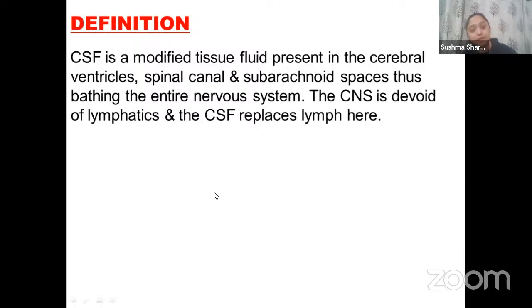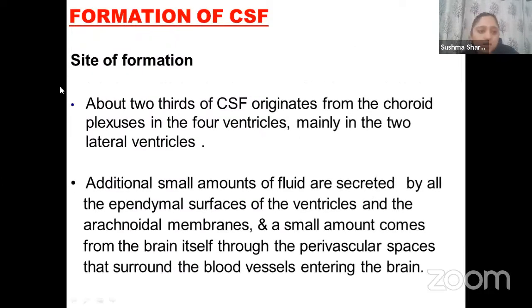Okay. Now, important point to note over here is CNS is devoid of any sort of lymphatics, correct? And the CSF replaces lymph here. Whatever the functions of lymph as a tissue is replaced by CSF only here. Okay. Brain is a very sophisticated organ, guys. I mean, brain has its auto blood regulation, brain has its auto cerebrospinal fluid regulation as well, correct? So because of the sophistication of the brain, we have a modified tissue fluid which is called cerebrospinal fluid.